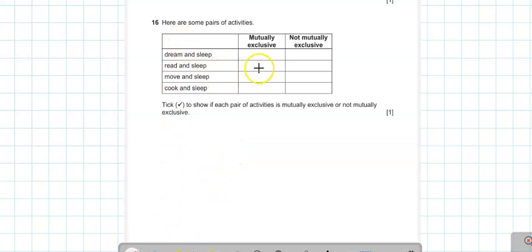Dream and sleep, of course, all of us dream and sleep. Read and sleep, I don't think we can do it. Move and sleep, some people move while they are sleeping. Of course we move while sleeping because we are not dead, we're still alive. Cook and sleep, nobody does this. So this is mutually exclusive. Next question. Question 17.